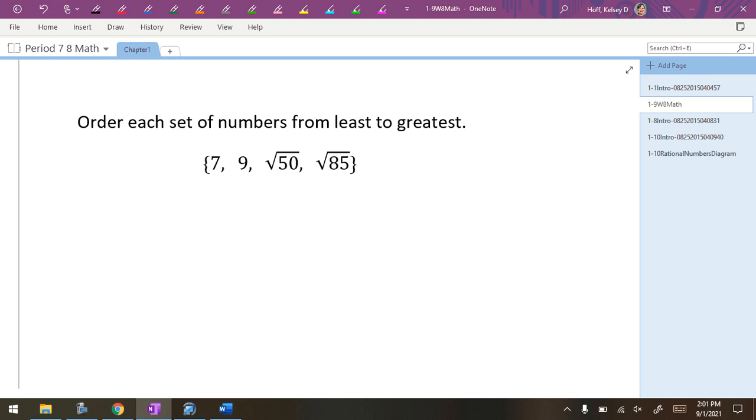The square root of 50 is about what? 7. Is it bigger than 7 or smaller than 7? How do you know it's bigger? You're right. Because 7 squared is 49. Very good. 50 is bigger than 49. So we know the square root of 50 is going to be just above 7. How about the square root of 85? Bigger than 9 or smaller than 9? Bigger than 9? Okay.